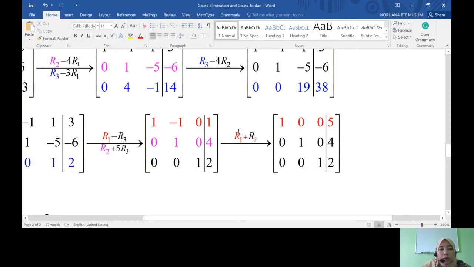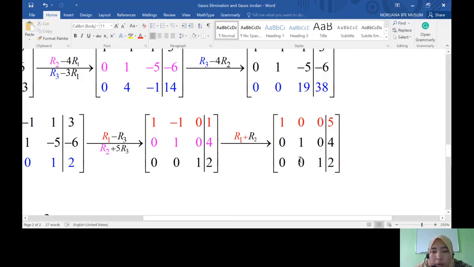So substitute here. This is 1 and 0, so 1 plus 0 is 1, remaining the same number. This 1 plus 1 is 0. So we have 0, and 0 and 0 will be 0. Then this 1, 1 plus 4, so we have 5. This is the last matrix that we have in the Gauss Jordan method.